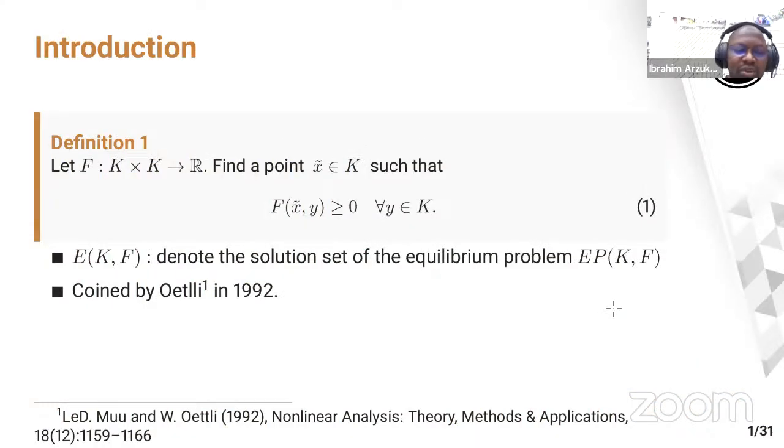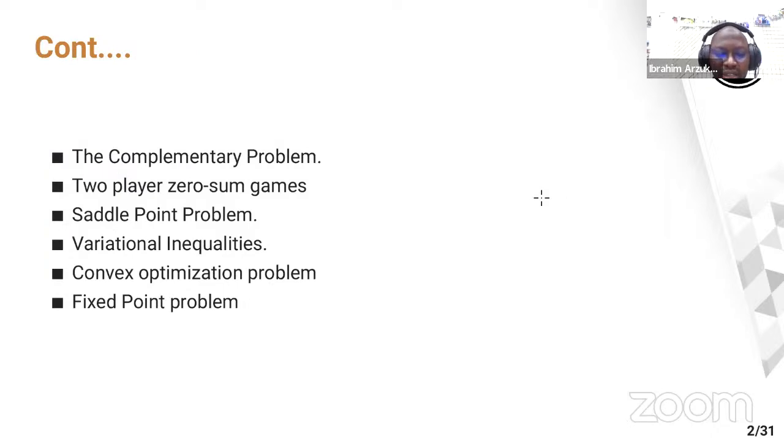As an introduction, let's start with this bifunction. We are interested in solving an equilibrium problem. That is, we want to find an x tilde in K, where K is a non-empty set, such that equation 1 holds. This problem was initially coined by Ottoli in 1992, and it serves as a generalization of several problems in the literature, such as the fixed point problem, convex minimization problem, variational inequality problem, and the rest.